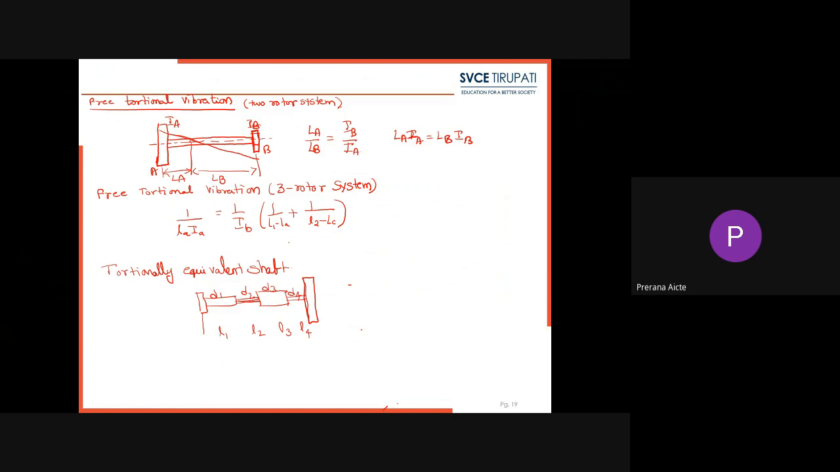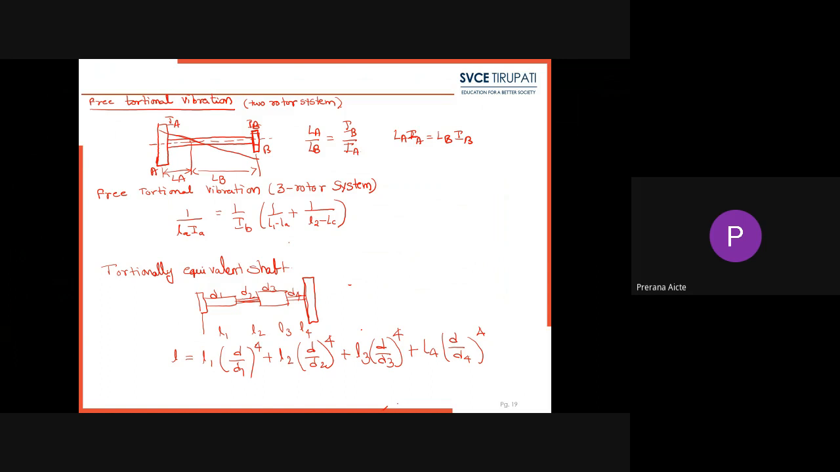So then how will you find out the total equivalent length? L1 into D by D1, sorry, D by D1 whole power 4, plus L2 into D by D2 whole power 4, plus L3 into D by D3 whole power 4, and this goes up to however many shafts there are. It is not only for 4 shafts, it can be generalized for n number of shafts.